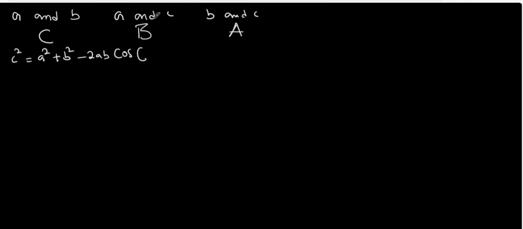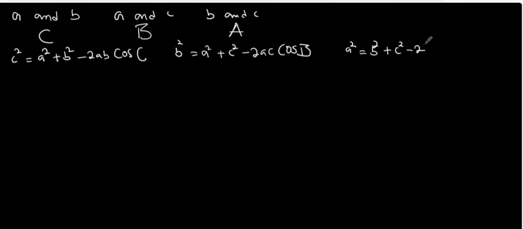For this kind of question where you are given side A and side C with angle B, we look for side B, which is given by the formula B squared equals A squared plus C squared minus 2AC cos B. In the same way, when we're given sides B and C and angle A, we find side A with the formula A squared equals B squared plus C squared minus 2BC cos A.